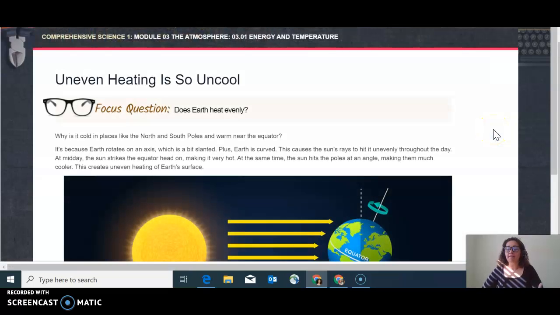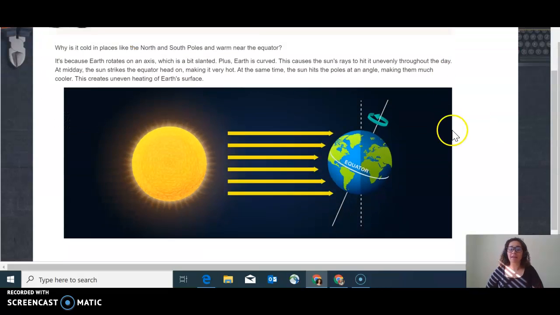So why did these differences happen? That's because the Earth heats unevenly. You'll notice that the Earth is tilted on its axis. And because of that tilt, the equator will get more direct sun rays than the poles. And because the equator gets more direct sunlight, it's going to be hotter.